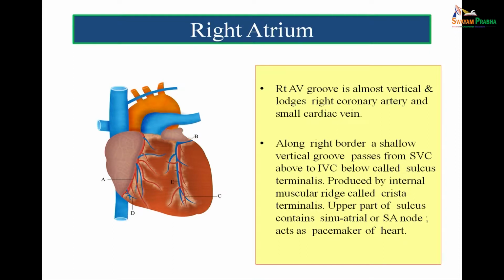Along the right border, a shallow vertical groove passes from the superior vena cava above to the inferior vena cava below, called the sulcus terminalis. It is produced by an internal muscular ridge called the crista terminalis. The upper part of the sulcus terminalis contains the SA node, that is the sinoatrial node, which acts as the pacemaker of the heart. So, the pacemaker of the heart lies along a vertical groove in relation to the right border of the heart, passing from the superior vena cava to the inferior vena cava.